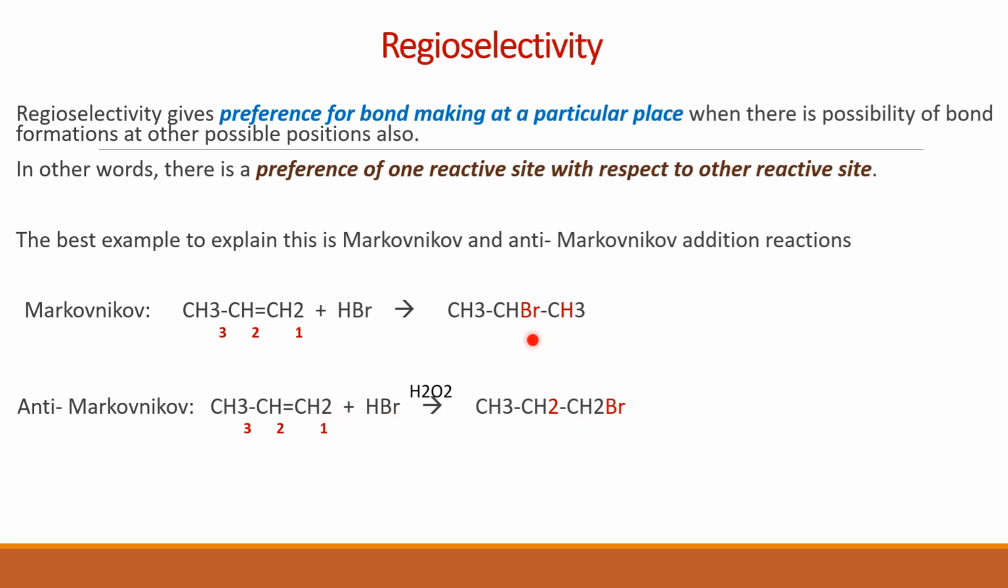So this is called regioselectivity. There are two active sites over here, first position and second position. In Markovnikov rule, your negative part, your bromine, goes to the second position, whereas in anti-Markovnikov rule, the bromine goes to the first position. So here there is a preference of one reactive site over the other. This is called regioselectivity. Have you understood this? Markovnikov's and anti-Markovnikov rule.